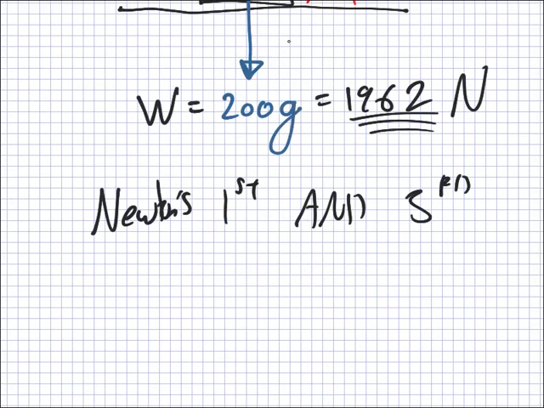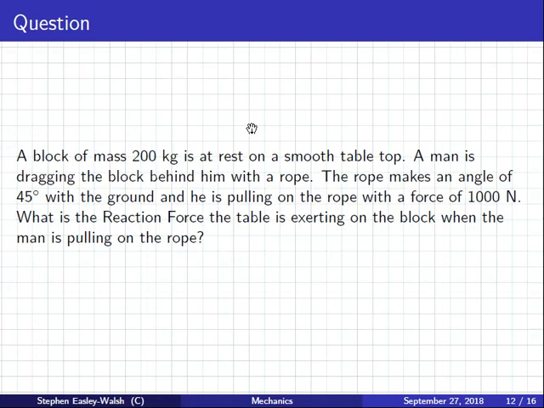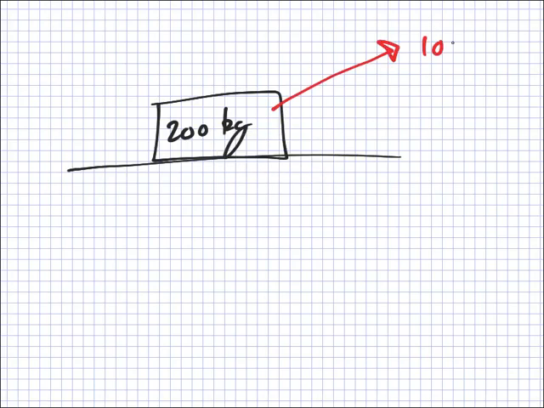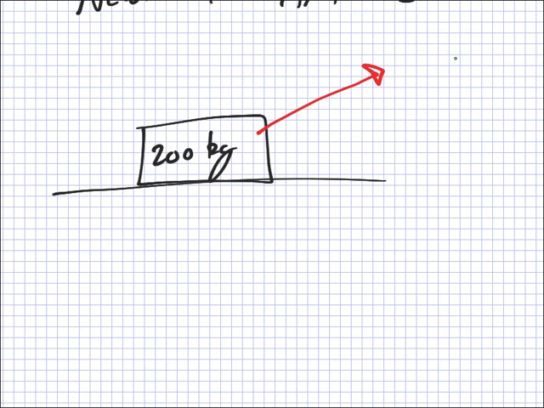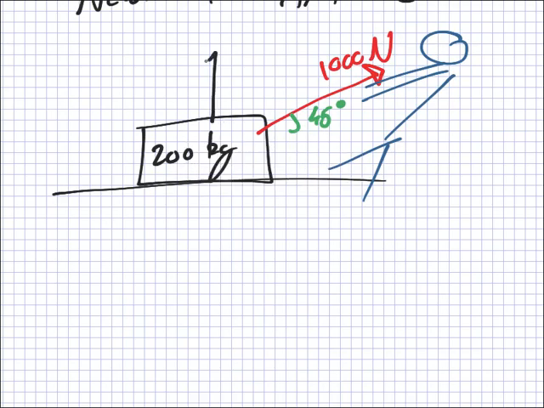Right. We're back again to the man and the block. So this time, what is it? 200 kilograms. And the man's pulling this time. So he pulls with 1,000 newtons. Let me draw my man. There he is. 1,000 newtons. The angle is 45. Keep it easy. And my question again, I want to know, what is this R again?